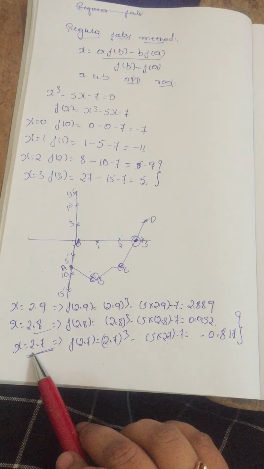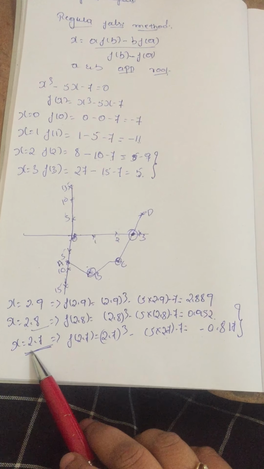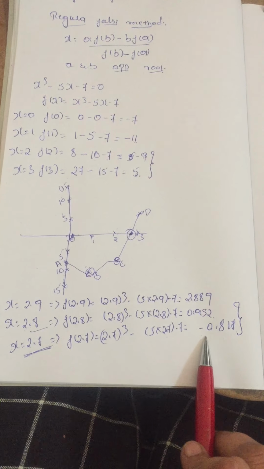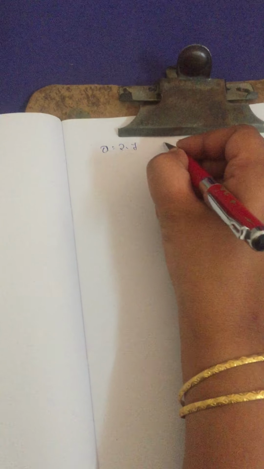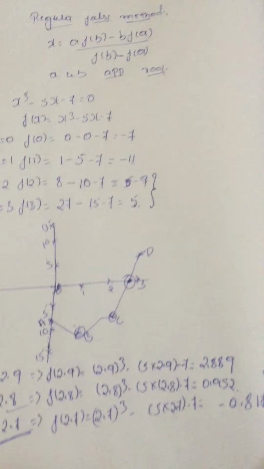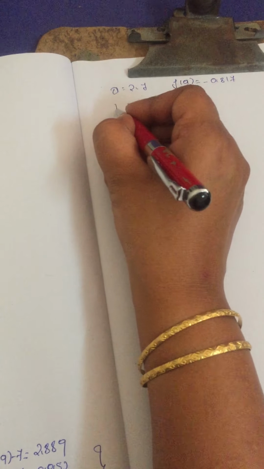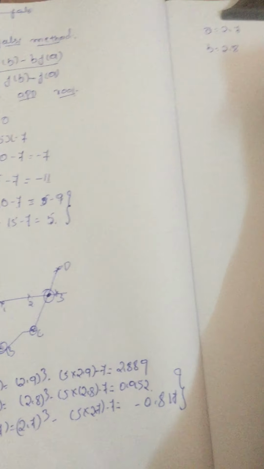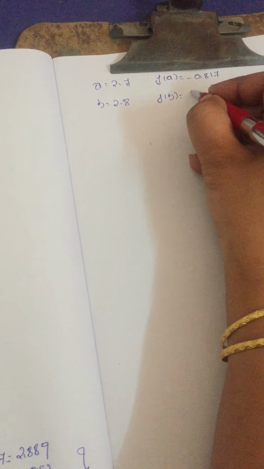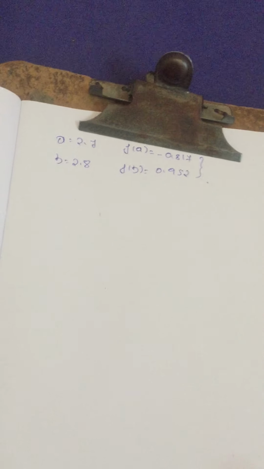So we take a equal to 2.7, the corresponding f of a value is negative, minus 0.817. Then b is equal to 2.8, and f of b is 0.952. Okay, now here, the regular falsi method.